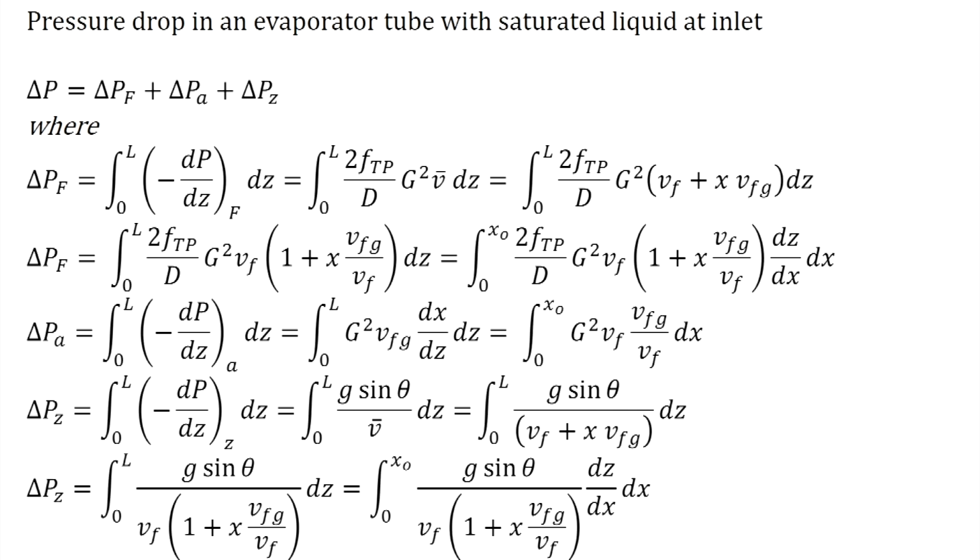Consider pressure drop in an evaporator tube and assume that at the inlet it is saturated liquid. At the outlet, in general, it will be a two-phase mixture. So, the pressure drop will be equal to the pressure drop due to friction plus pressure drop due to acceleration plus pressure drop due to gravity. And here the pressure drop due to friction, delta P_f, is the integral of the pressure gradient due to friction.